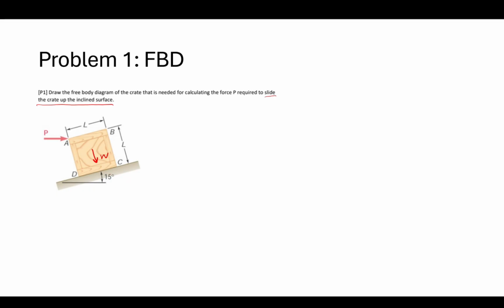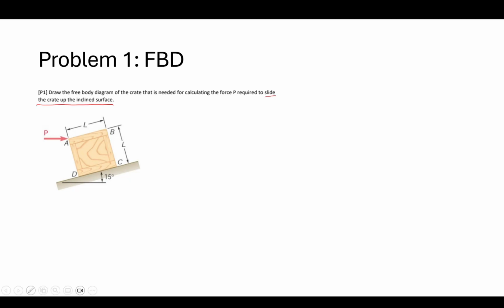And I know that we've had problems where you can draw the reaction forces going in any direction, and then it'll be negative if you assumed wrong. So in this case, you have to assume correct. There's a notation that you have to follow, and it does make a difference. You might lose points if you incorrectly draw these forces, so make sure you draw them correctly.